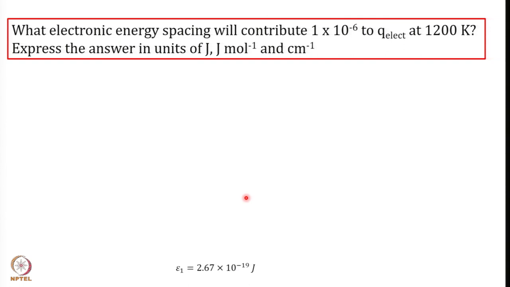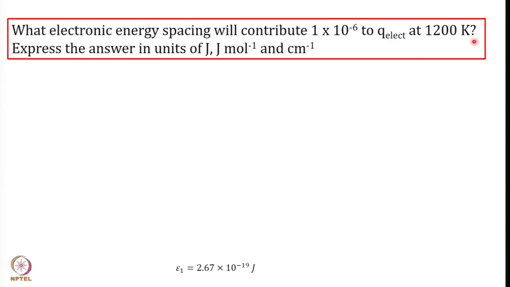Now the question is, what electronic energy spacing will contribute 10 raised to the power minus 6 to Q electronic at 1200 Kelvin? And then they are asking, express the answer in units of joules, joules per mole, and centimeter inverse. Try to understand the problem. It says, what electronic spacing will contribute this much to Q electronic at 1200 Kelvin?